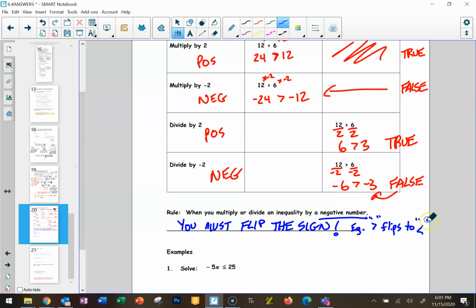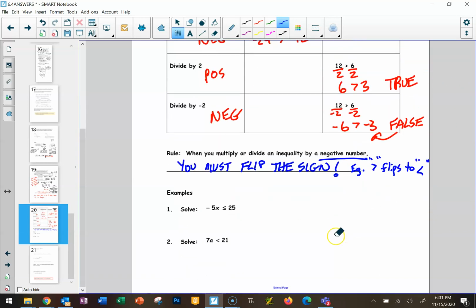Just so we keep that clear, so people aren't making negative signs disappear or something like that. Okay, so let's solve. We know how to solve these. We've done them with equations. Now we're going to do them with inequalities. The whole point of this is that in solving for these, we're probably going to have to flip the sign, right? So if we look at this, we've got -5x is less than or equal to 25.